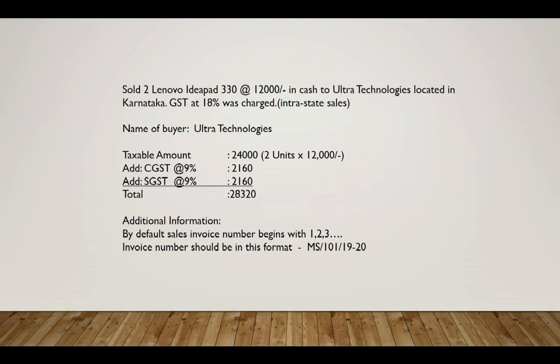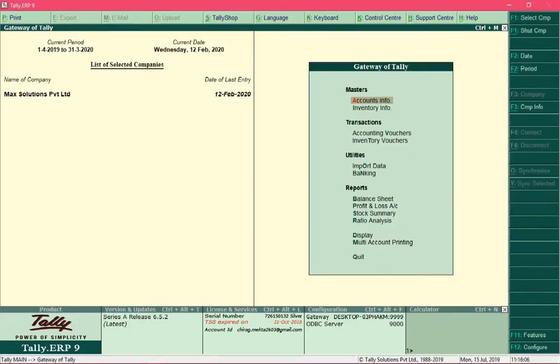So how do we do that? I will show you in the same example. So now let's record the given transaction. So before recording the sales voucher, we need to modify the sales voucher so that it can include the invoice number according to our format.